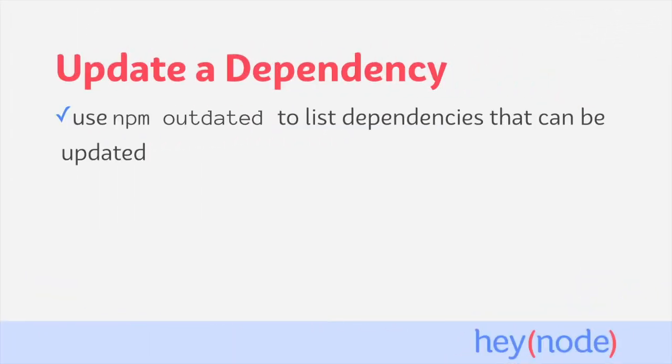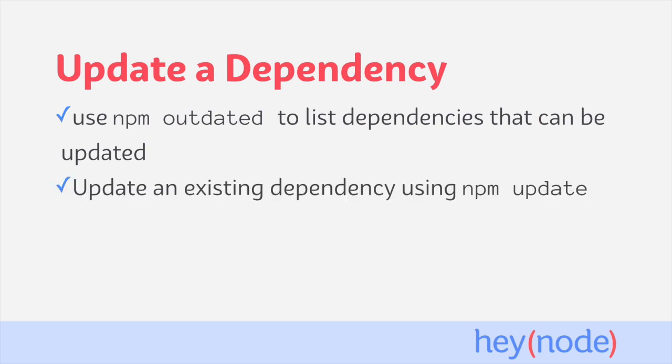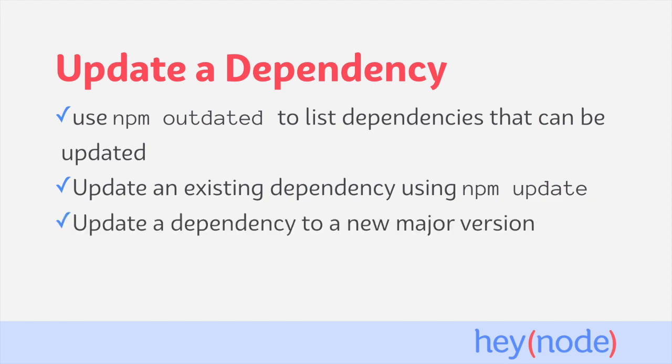In this tutorial, we'll use the npm outdated command to list available updates for our dependencies. We'll update an existing dependency using the npm update command, and update a dependency to a new major version. In this example, we'll install an outdated version of a package on purpose, and then check for new versions.